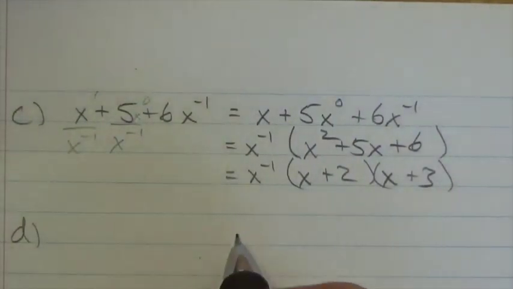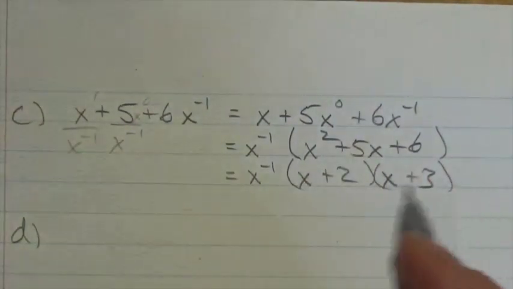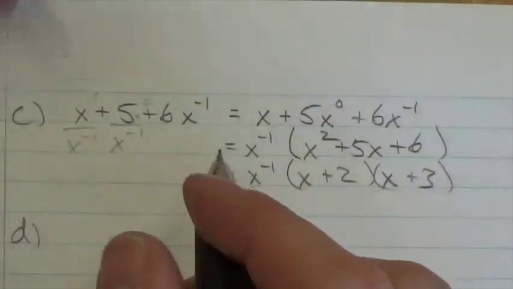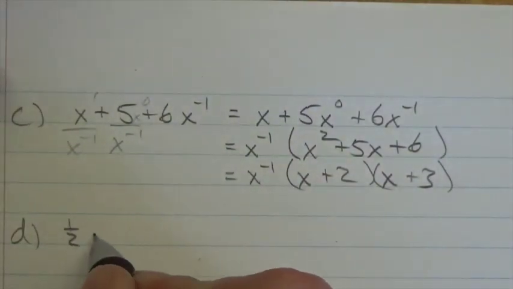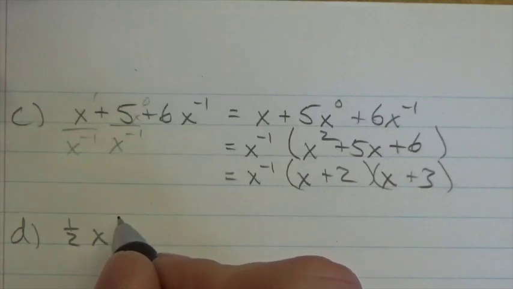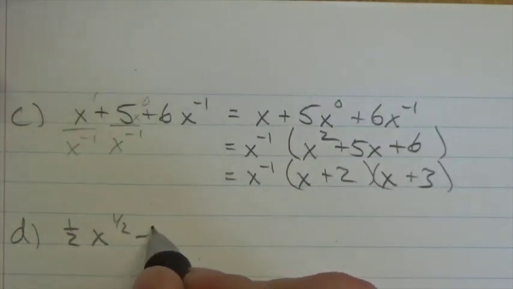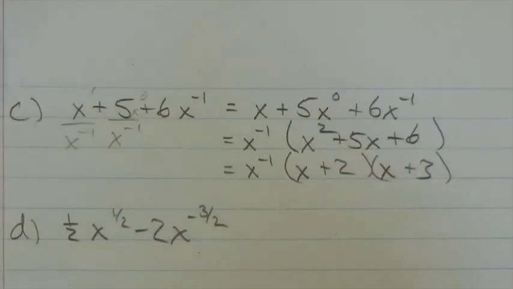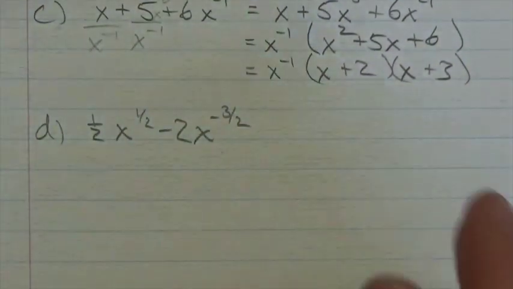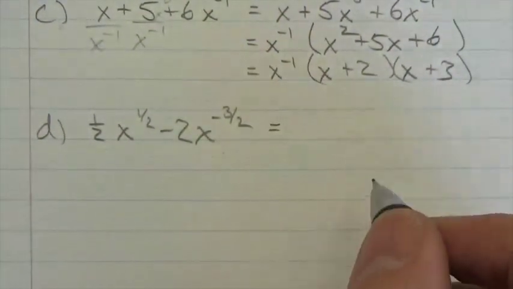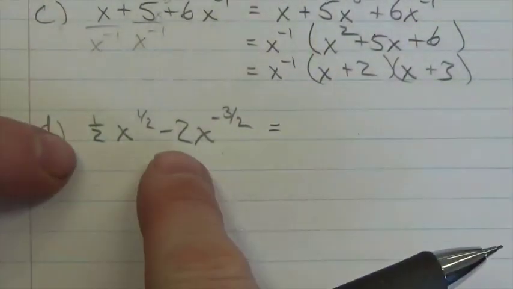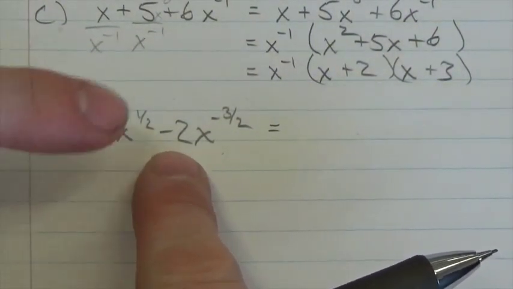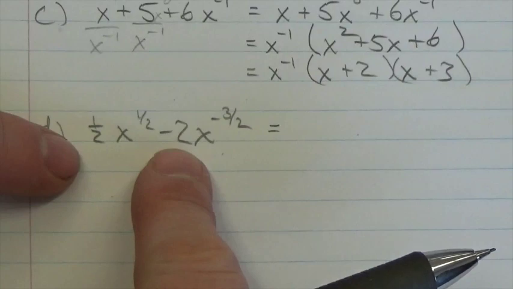Let's do another one here. Actually, I tell you what, now that we've talked about it, let's do it again right now. I'll choose a different question here. Here's 1/2 x to the 1/2 minus 2x to the negative 3/2. Oh, there's so much going on in this problem. I love it. Okay, now, first of all, look at the coefficients here, 1/2 and 2.